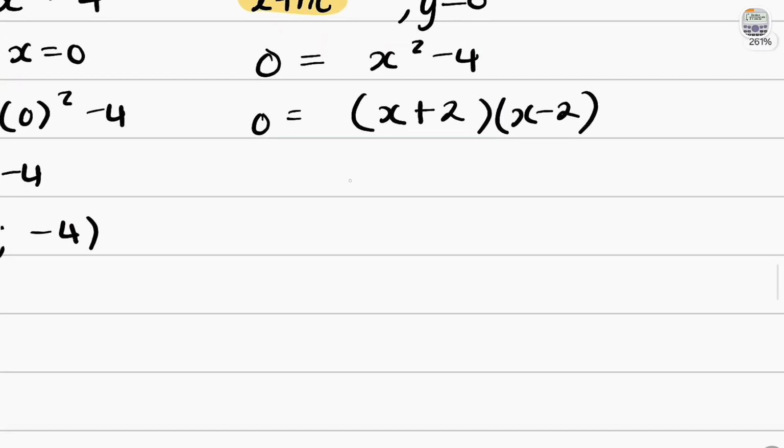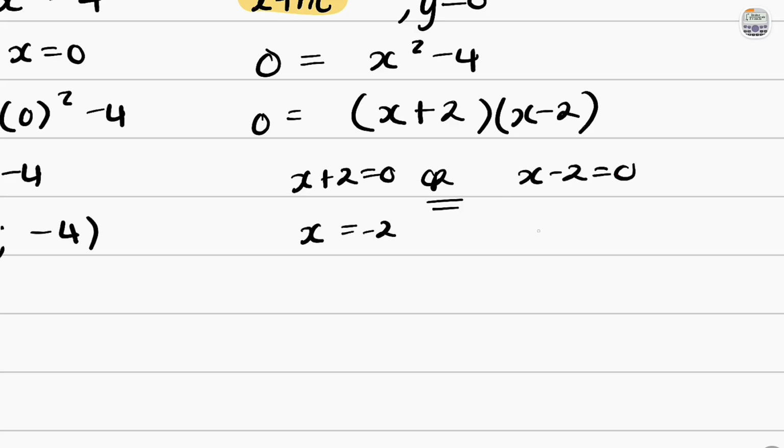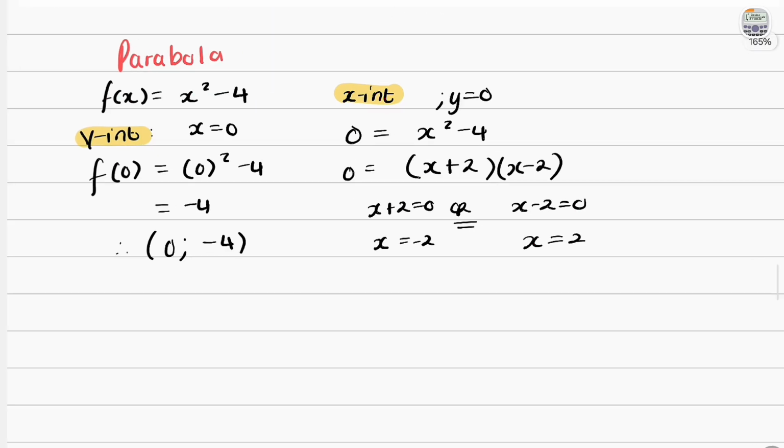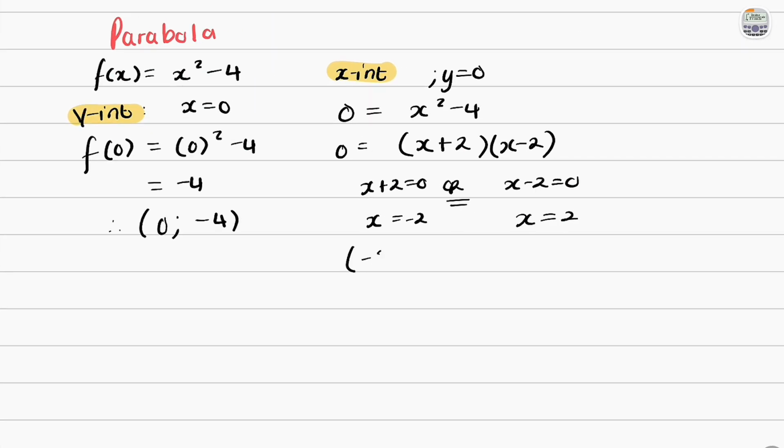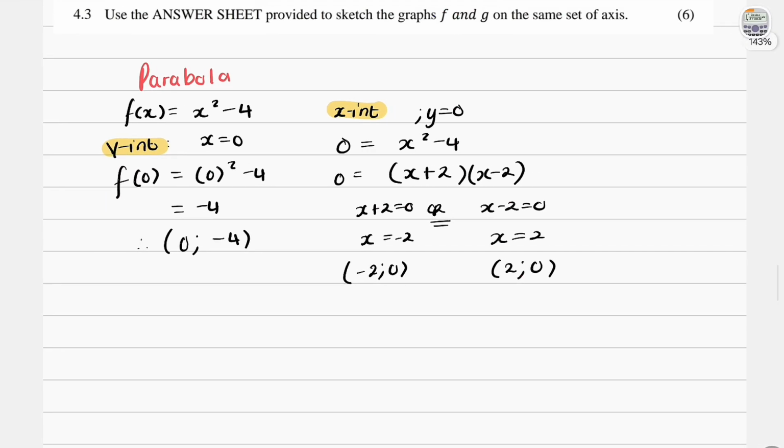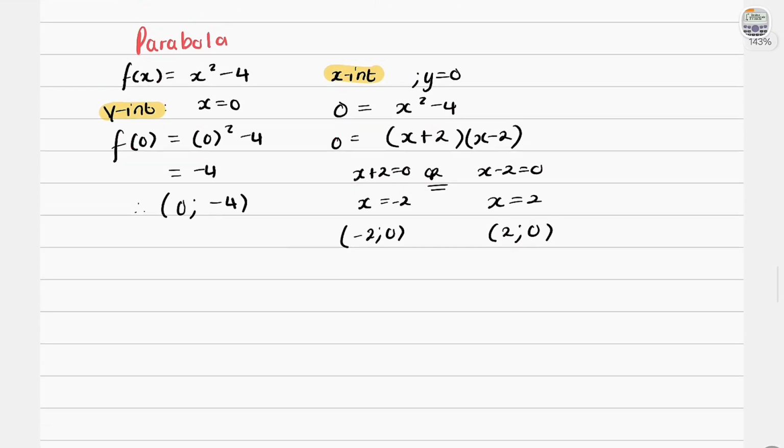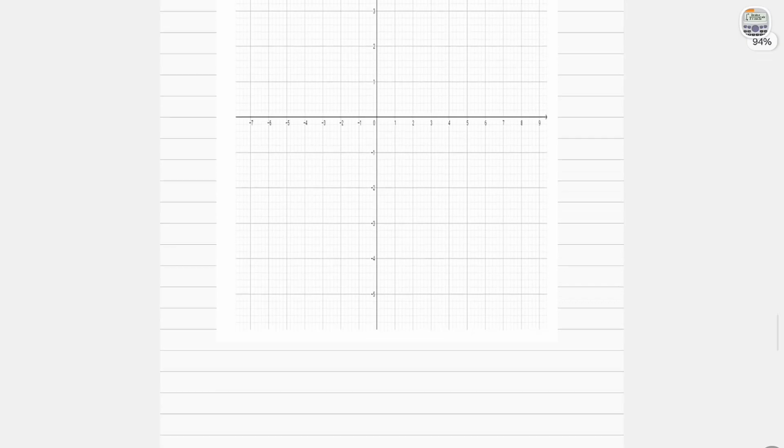So that means we have something times another thing giving you 0. It's either that the first is equal to 0, so x plus 2 equals 0, or x minus 2 is equal to 0. Therefore, x is equal to -2 or x is equal to +2. So these are our x-intercepts: (-2, 0) and (2, 0). So we have all the points we need for our parabola now. Okay, let's go ahead and plot.